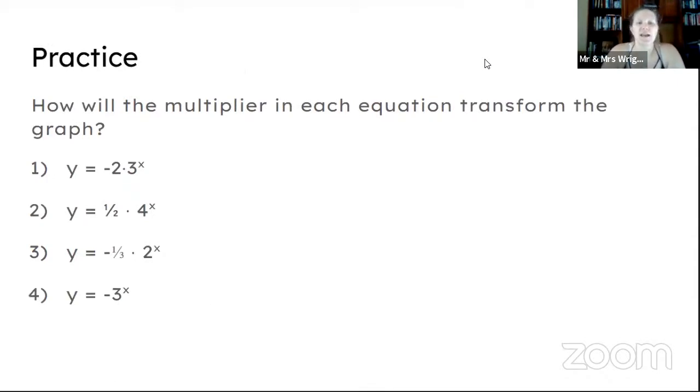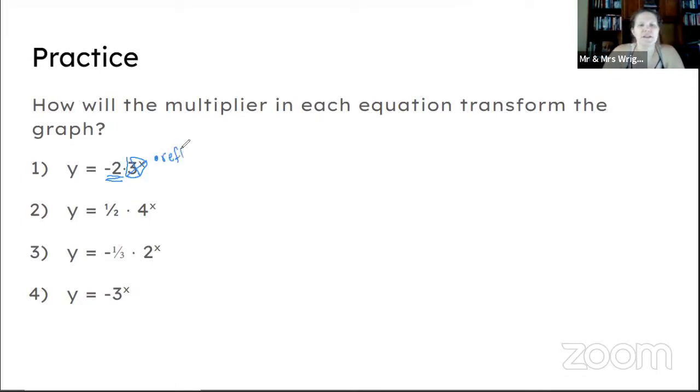All right, so the question is, how will the multiplier in each of these equations transform the graph? So all we're really concerned with is this number before the B. We don't need to look at the B to the exponent at all. So there are 2 things that are happening here. The first thing is a reflection. And the second thing we need to see is that A is a whole number, and so that means we're going to have a vertical stretching. So this is both reflected and a vertical stretching.